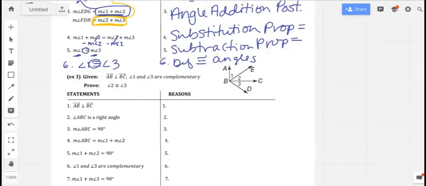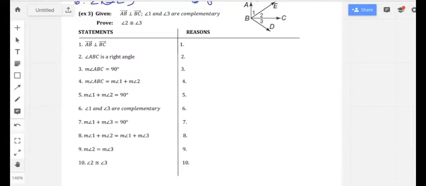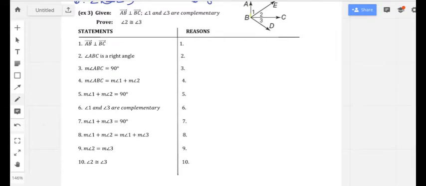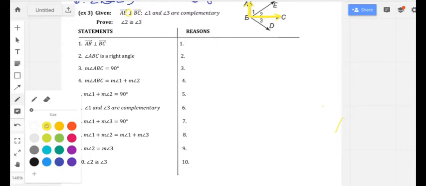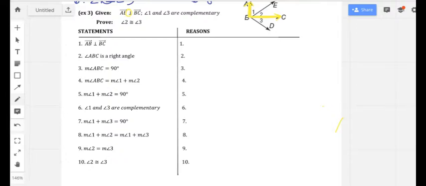Okay, let's take a look at the last one, number 3. Example 3, we were given that ray AB, so ray AB is right here, is perpendicular, that's what this means, to ray BC. We have to know what that symbol means if we don't know that already. And then it says that angle 1 and angle 3 are complementary. So think about what that means. They want us to show that angle 2 is congruent to angle 3. So statement 1 says that ray AB is perpendicular to ray BC. You might want to write in that that means perpendicular if you weren't sure.